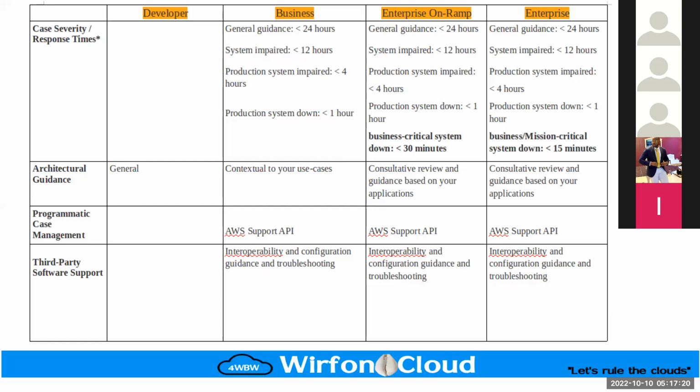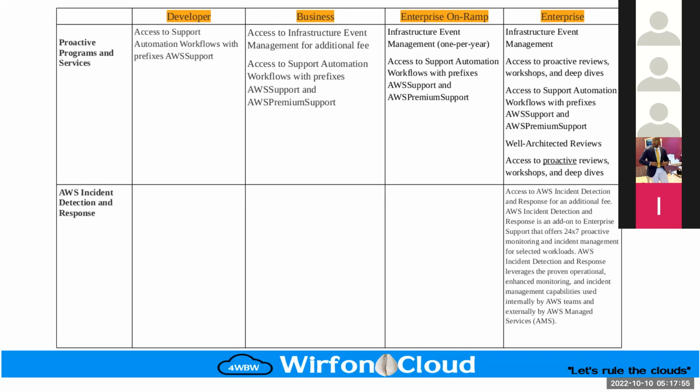So you can see that the more you pay, the more services you get. When you pay more, you have access to third-party software support. When you're paying for the developer support plan, you don't have it, but the other ones have interoperability, and you can configure guidance and troubleshoot with AWS. So please pay attention to which plan has which services. Who is going to read the next one for us?